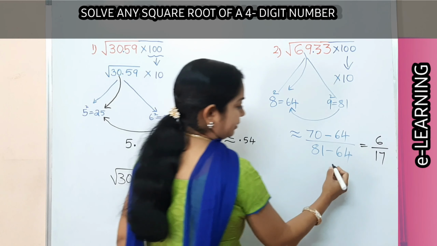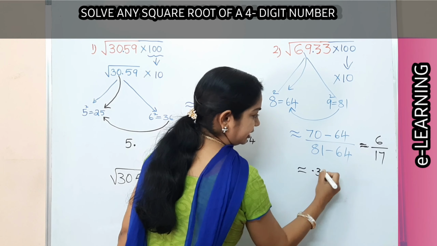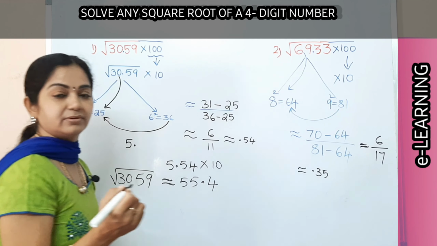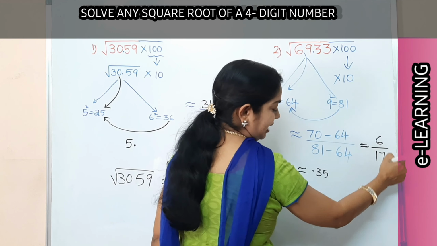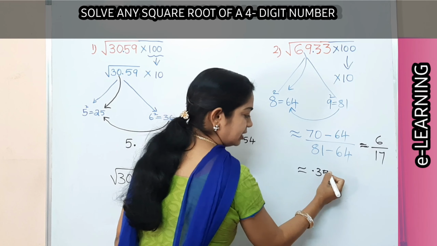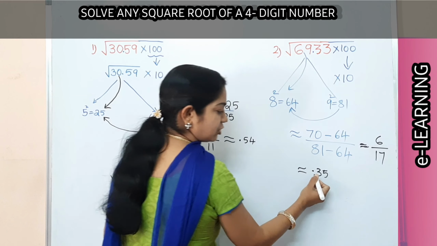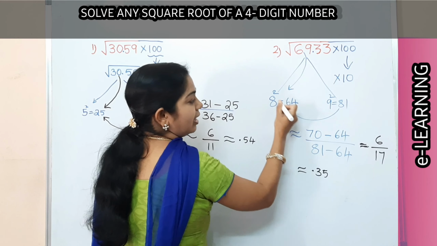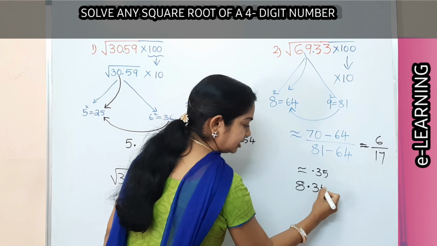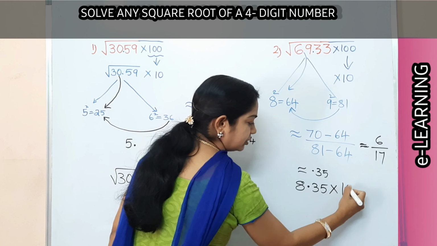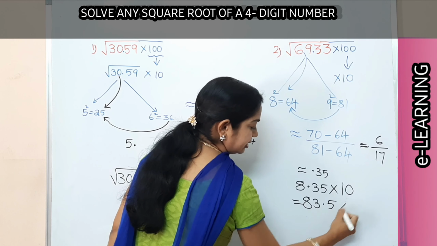Now this will be approximately equal to 0.35, right? 17 threes is 51, so out of 60, 51 means 9, so 9 0, 17 fives. So like that you can do, or else do the simple division in the rough part. So this is approximately 0.35. Now our value lies between 8 and 9, that means 8 point something, so that something is 0.35. So multiplied by 10, 83.5 is the final answer.